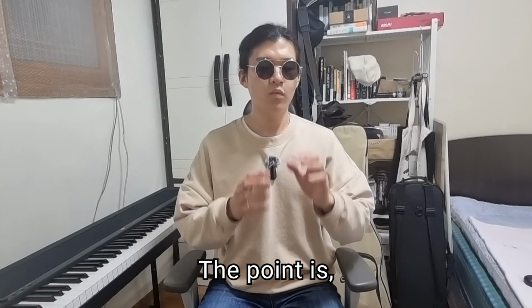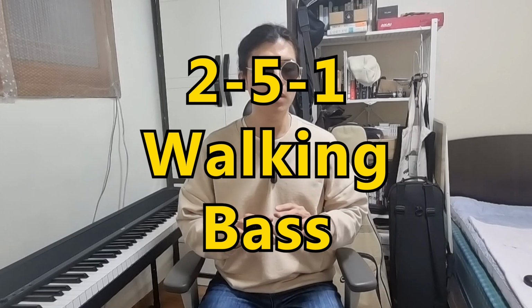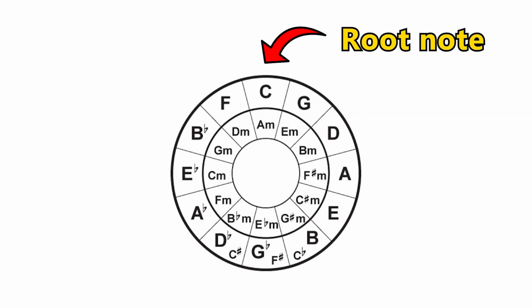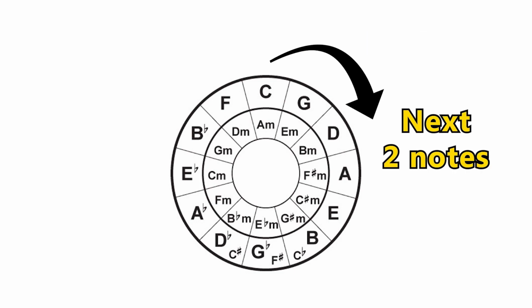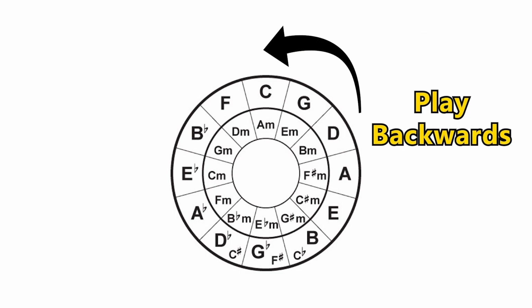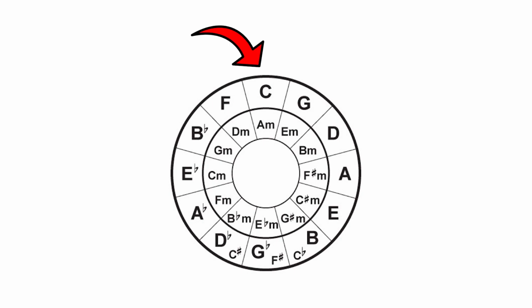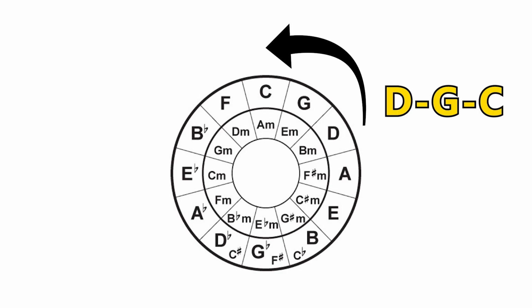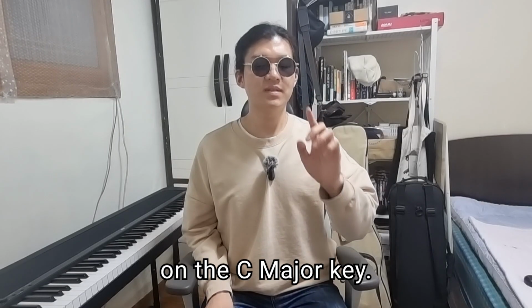The point is, we can incorporate and play 2-5-1 walking bass with circle of fifths. Choose the root note of first chord at 2-5-1 on the circle, going clockwise to next two notes, and play backwards. For example, start from C, and going clockwise to G and D is C-G-D, and play backwards, it becomes D-G-C. This is 2-5-1 walking bass on the C major key.